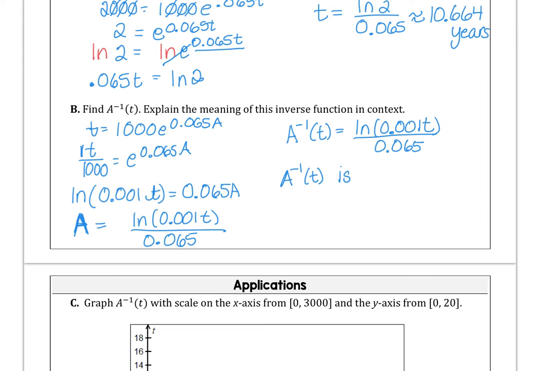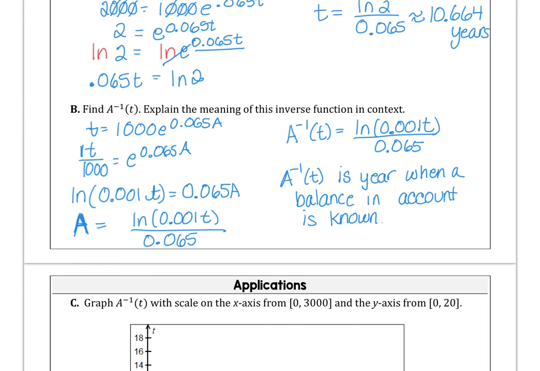It tells me the year when a balance in an account is known. So if you know the balance in the account is $5,000 and you substitute it in there, then you could figure out the year that happened.